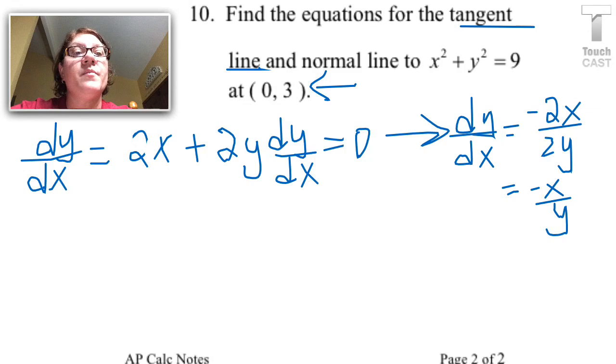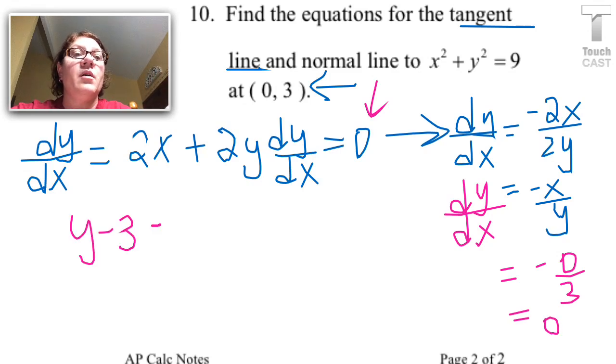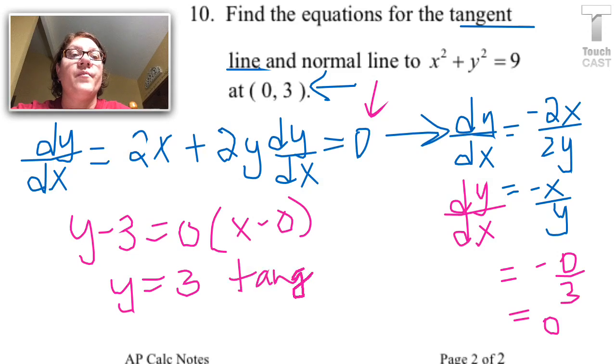So hopefully you noticed this mistake and you fixed it, because the derivative of 9, of course, is 0, not 9. And so when you solve, you get that the slope of the tangent is negative x over y. And so now at the point (0, 3), I'm going to plug in the values, and so I get a slope of 0. So now the equation of the tangent line would be y minus 3 equals 0 times x minus 0, and I could simplify that all the way to y equals 3. So there's the tangent line.